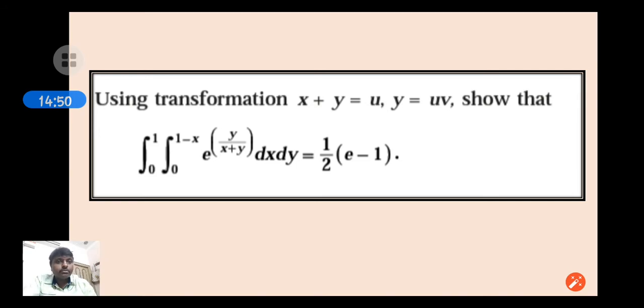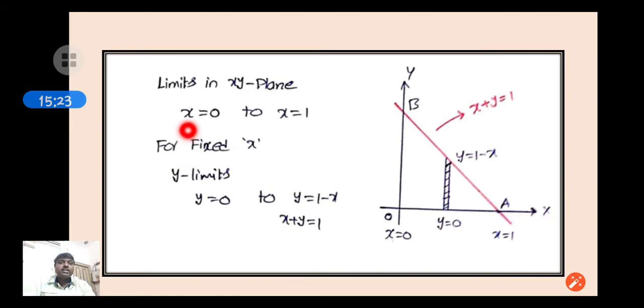First you go through the given problem. This is integration 0 to 1, 0 to 1 minus x. First of all, you identify the region. Here you can observe the internal integration has variable limits in terms of x, so these limits belong to y and these limits belong to x. So our limits are x equal to 0 to 1 and y is equal to 0 to 1 minus x.